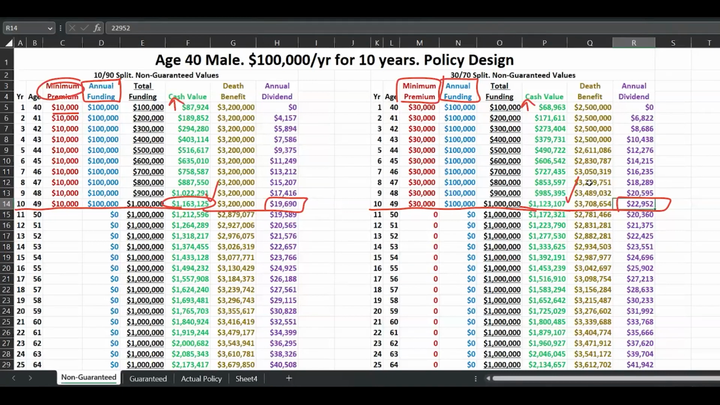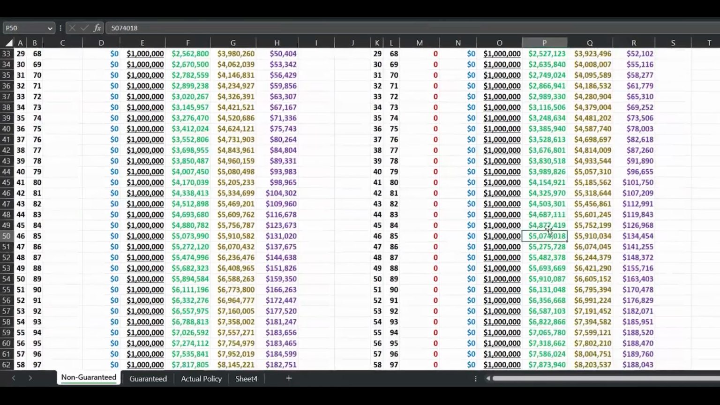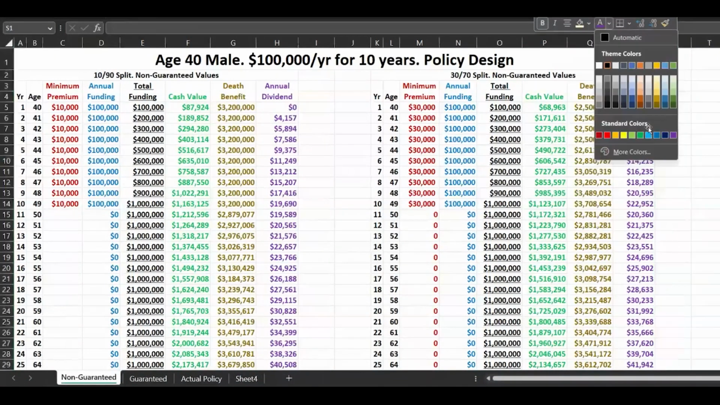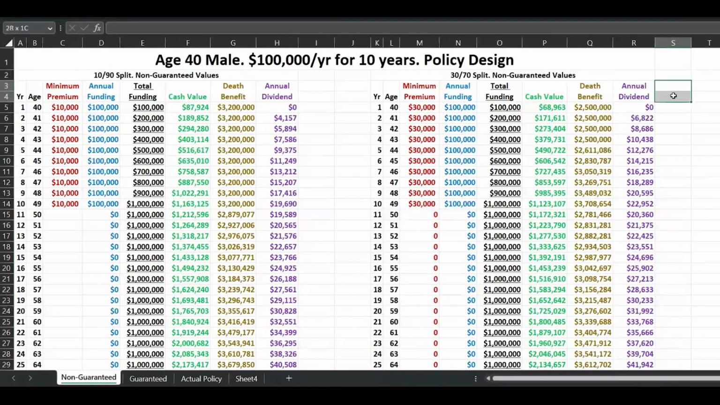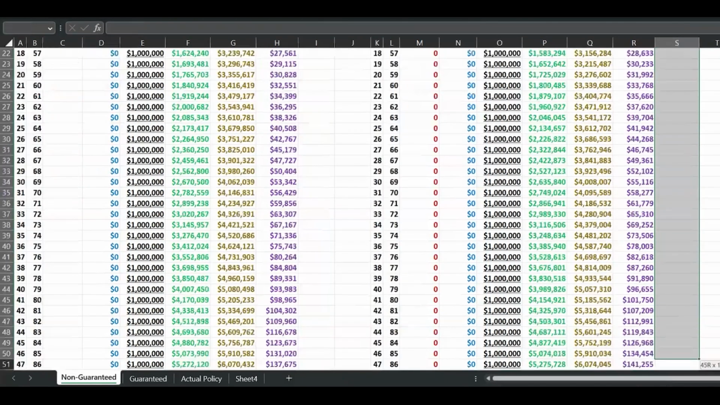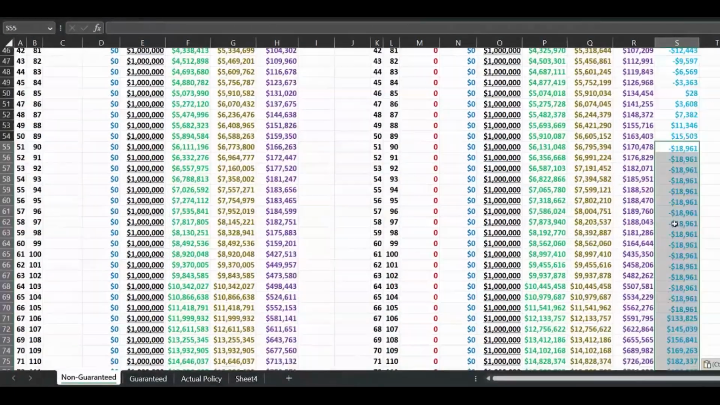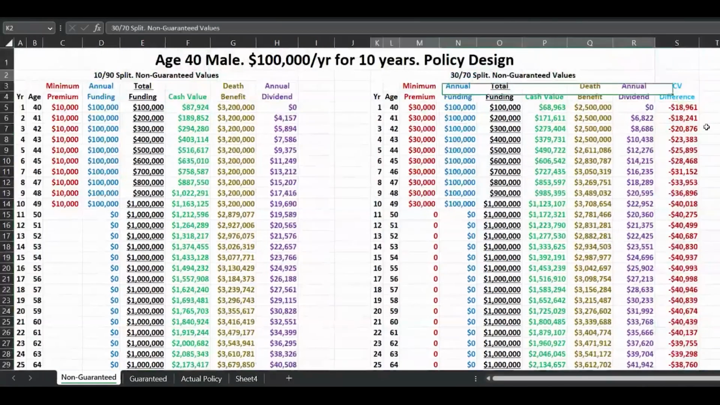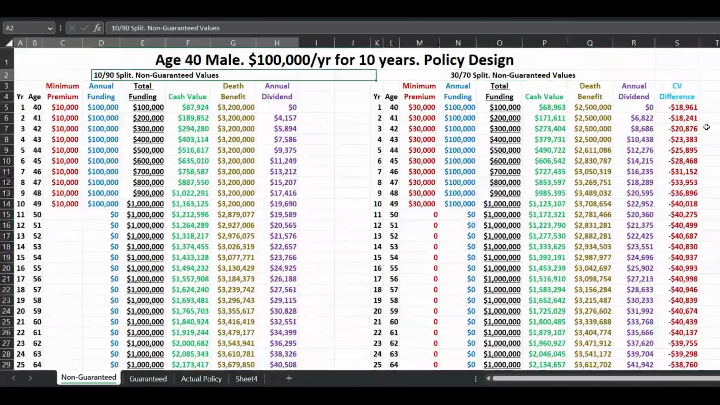Now, if you scroll down over time, that dividend will eventually result in greater cash value and death benefit for that 30-70 split. So let's do this. Cash value difference. This really helps individuals when they're just trying to figure out what type of design they want. So there we go. So this will display how much more or less you have with that 3070 design compared to the 1090 design.